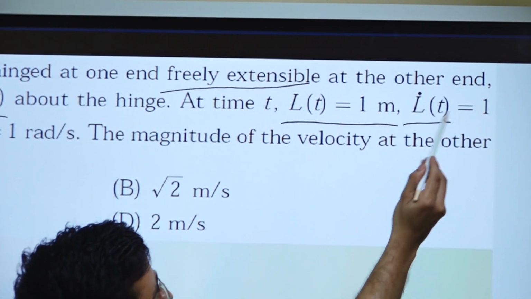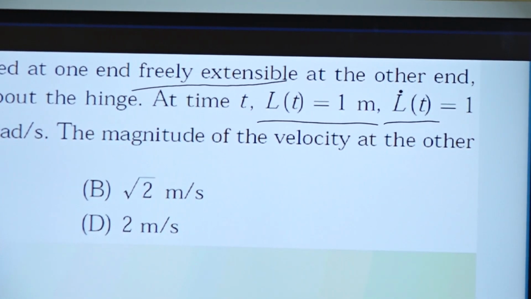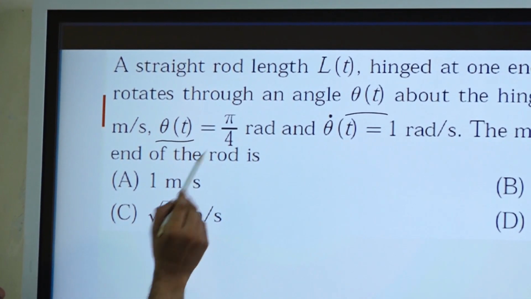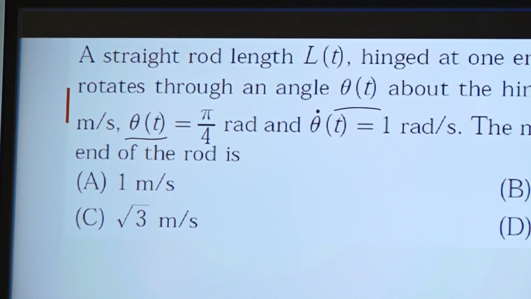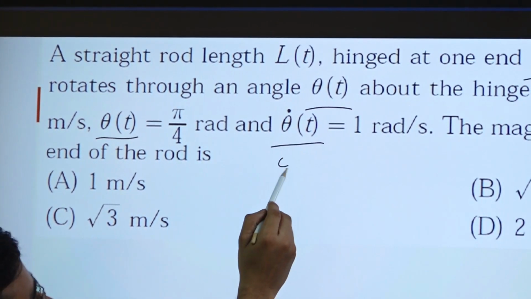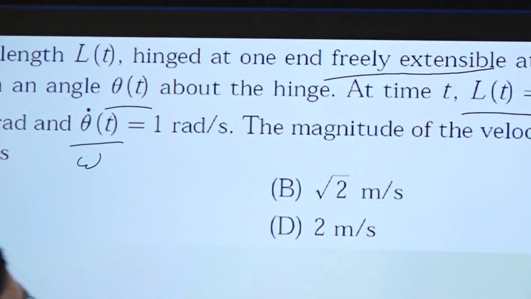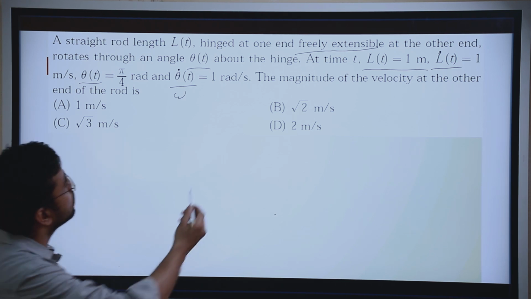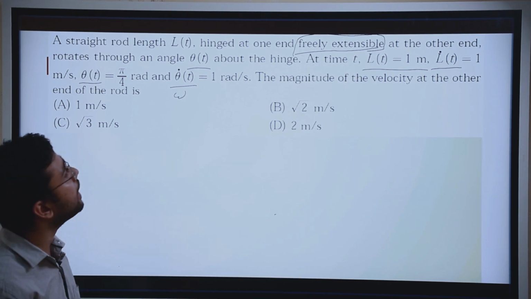And L dot t, what is L dot t? It is dl by dt. What is the meaning of dl by dt? Velocity is equal to 1 meter per second. Theta t is equal to pi by 4 radian, and theta dot is equal to 1 radian per second. What is the meaning of theta dot? Omega, angular velocity. We have to find the magnitude of the velocity at the other end of the rod. What is the meaning of freely extensible?